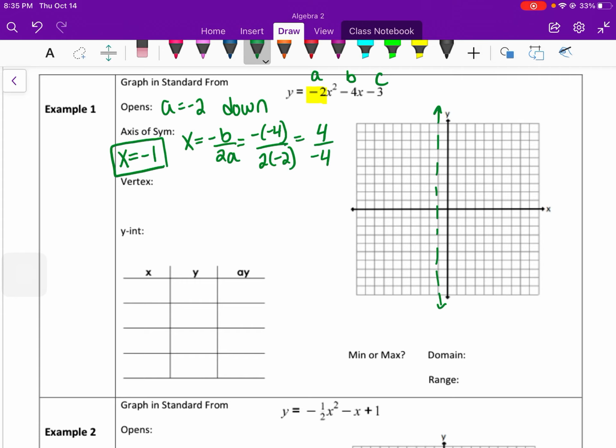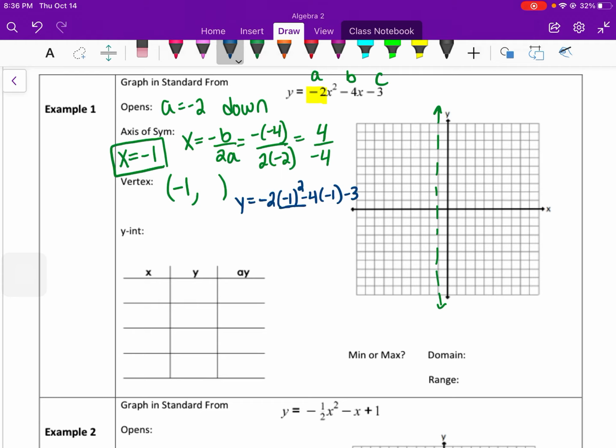Then the vertex lies somewhere on that axis of symmetry. So we're going to graph the x coordinate of the vertex. We're going to plug in negative 1 for the x coordinate of the vertex. So plug that back into the equation for x. So it was negative 2, and then it was x squared, so it'll be negative 1 squared, minus 4 times negative 1, minus 3. If you're using a calculator to do this, make sure that you're putting the negative value in parentheses, exponents on the outside of parentheses, etc.